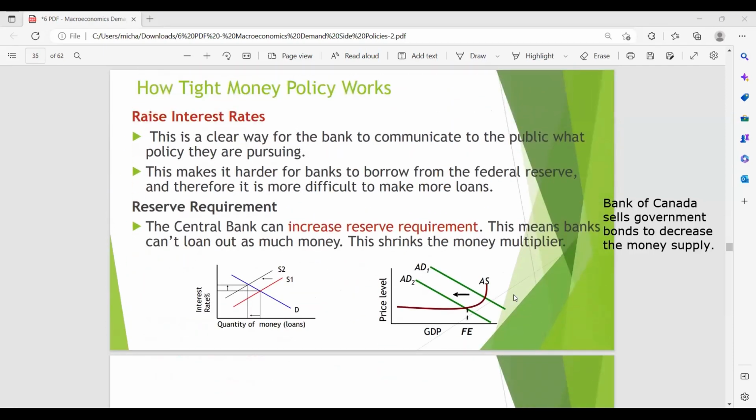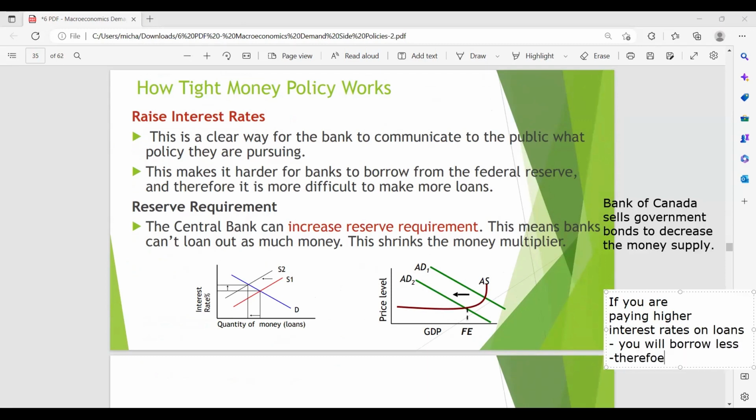And they raise interest rates. This is done to make it harder for banks to borrow from the Federal Reserve and more difficult to make more loans. If you are paying higher interest rates on loans, you will borrow less. Therefore, less money is created.